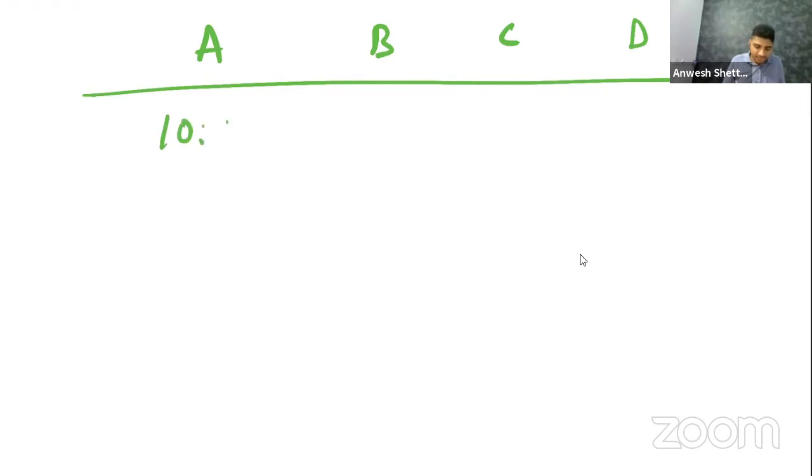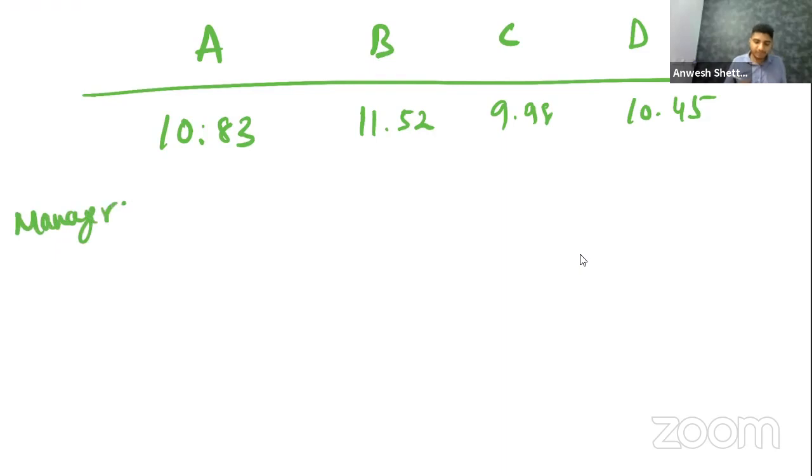10 rupees 83 paisa. 11 rupees 52 paisa. 9 rupees 98 paisa. Then again 10 rupees 45 paisa. Again, I'm taking small numbers. Now, what is the manager doing? The manager is stealing money from everybody's account. He can steal in 2 different ways. One way is, from A's account he will steal 3 paisa. Here he will steal 2 paisa. Here he will steal 8 paisa. Here he will steal 5 paisa.